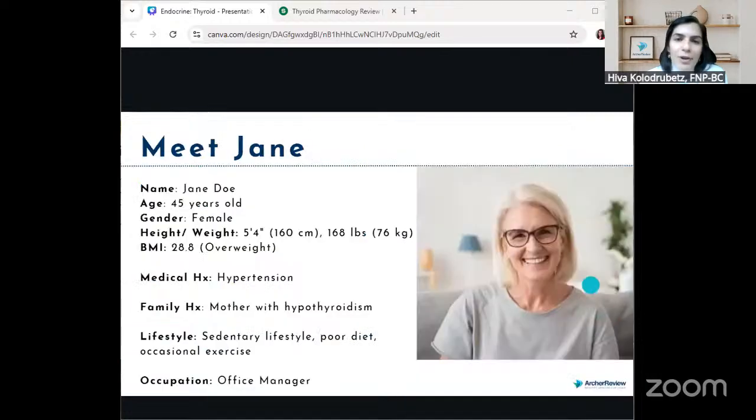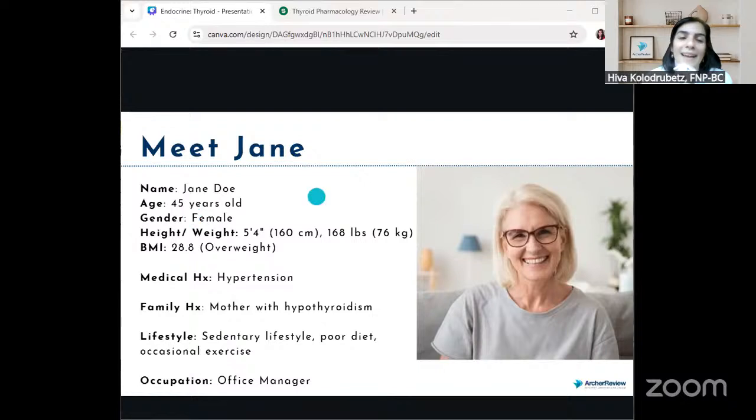All right, I want to make sure we get to our case study. So here is our sweet friend, Jane Doe. She's a 45-year-old female coming into our office. We've got her measurements and we see that she's a little bit overweight. Otherwise, she's doing fairly well, has medical history of hypertension, nothing really more notable than that. Family history, you've filled all that in. You've had those conversations with her.